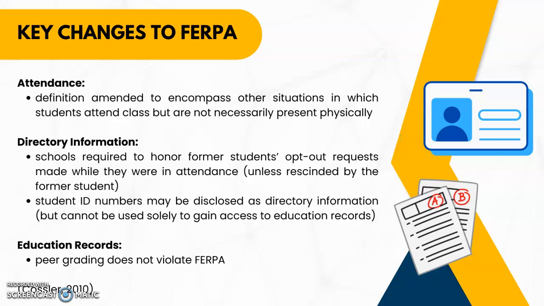So a few things to understand with how we need to go about protecting student information is understanding the ways that FERPA law is still being revised over the last few years. One such area is attendance. When we think about attendance, the definition has been amended to encompass other situations in which students are attending class but aren't necessarily present physically. So when you think about COVID or our online students, because we do have students who work online who are necessarily not on site in the physical location of our building, but those records would be examples of those.